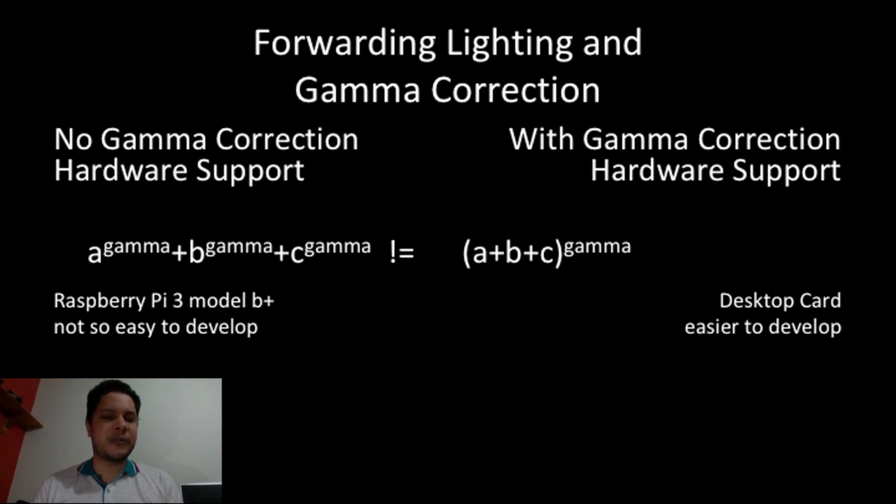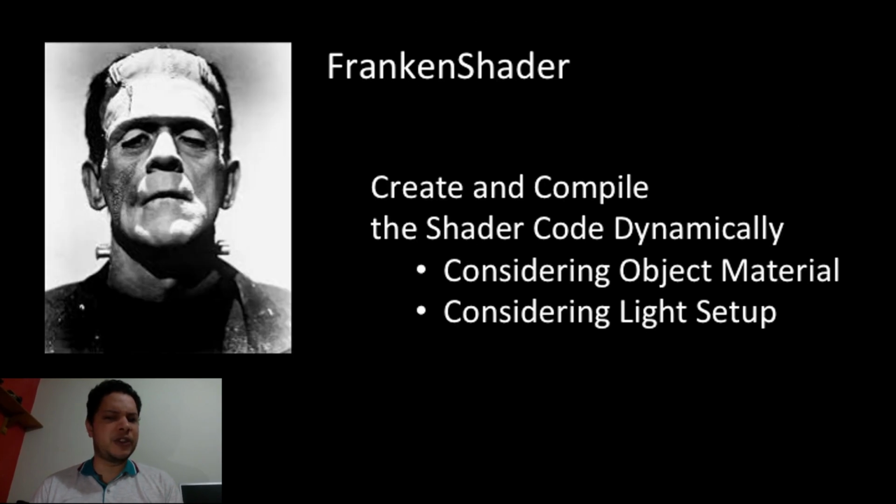The sum of several gamma corrected values is not the same as the sum of linear values powered by gamma. To deal with this restriction, I came up with the FrankenShader. This shader is created and compiled dynamically according to the current material and light setup of the scene. Instead of having a multipass forward lighting sum, we can do a single pass to render all light information at once. If you want to see the FrankenShader class, the implementation is in the video description below.